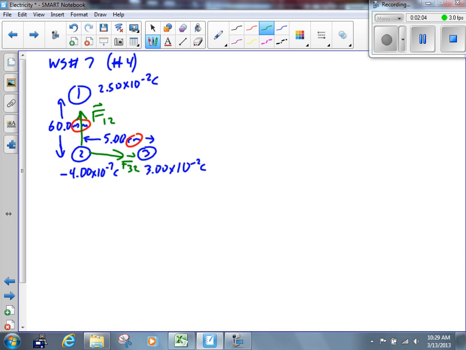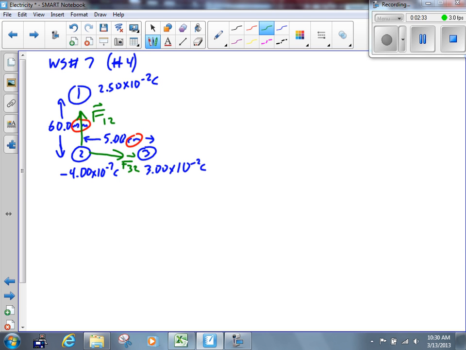Some people get mixed up with this and say, oh, it's got to be pulled to the left because 2 is a bigger charge. That doesn't matter. The force between 2 and 3 is the same regardless of whether you're talking about the force on 2 or the force on 3. It's the same value. It doesn't matter which charge is bigger. That doesn't affect the direction whatsoever. What affects the direction is whether it's attractive or repulsive. 2 is pulled toward number 3.